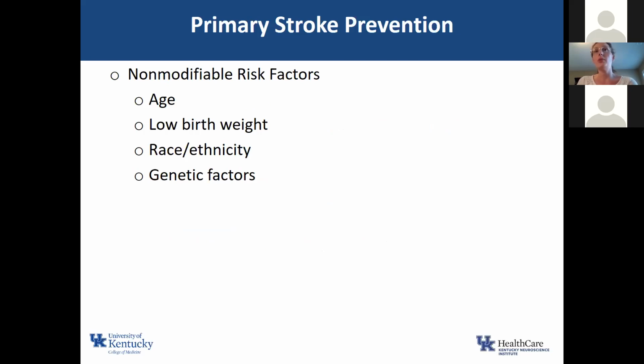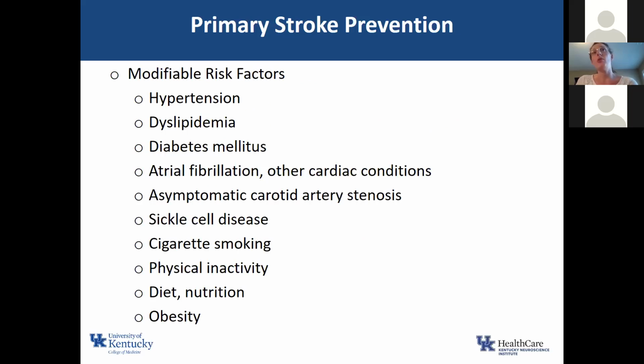So as far as primary stroke prevention, there are things that we can't really modify, like patient's age. Low birth weight has actually been associated with increased risk of stroke, patient's race or ethnicity, and then certain underlying genetic factors that we may not be able to control. But there are lots of modifiable risk factors. So hypertension, hyperlipidemia, diabetes, AFib, and other cardiac conditions, recognizing asymptomatic carotid stenosis and doing something about it before it becomes symptomatic, sickle cell disease, smoking, physical inactivity, diet, nutrition, and obesity are all targets that we can focus on.